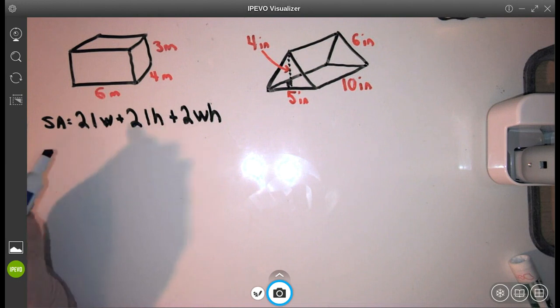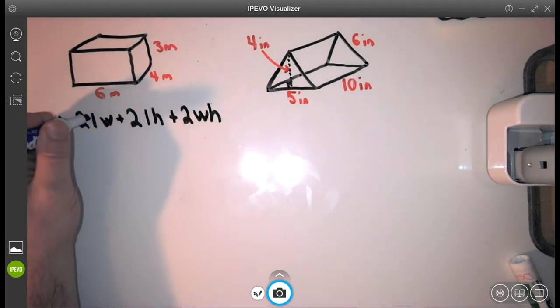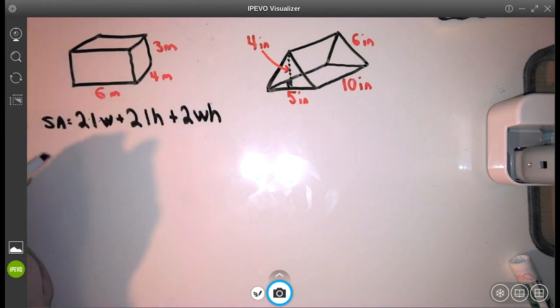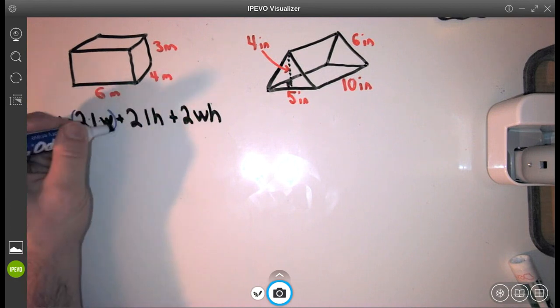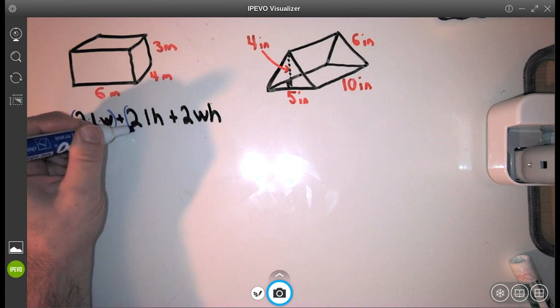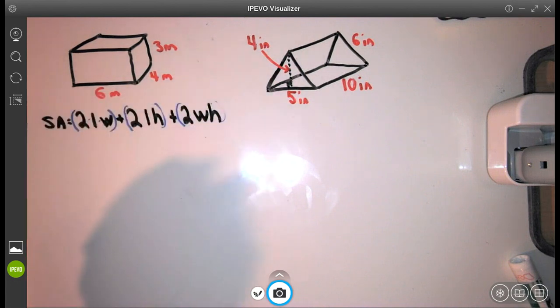So I'm going to go back over this formula again. The formula is 2LW. When 2 and L and W are next to each other, that means multiplication. So 2 times L times W. Some people like to put parentheses around these as well, and they find that helpful. I think it's a good idea if you'd like to.